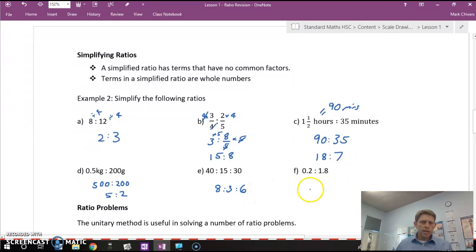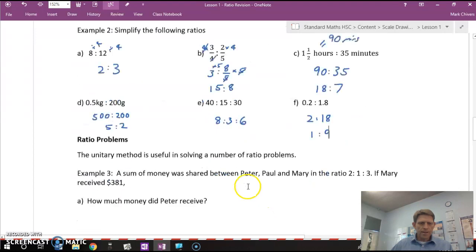When I've got decimals, probably the easiest thing, unless we've got recurring decimals, is just to multiply and get rid of the decimals. So if I multiply both of these by 10, I'm going to end up with 2 is to 18. And from there, it's really simple to say, well, that's an even number. We'll divide it by 2 and we'll divide the other side by 2 because it's an even number as well. And I get a fraction of 1 is to 9. Not fraction, sorry, a ratio.